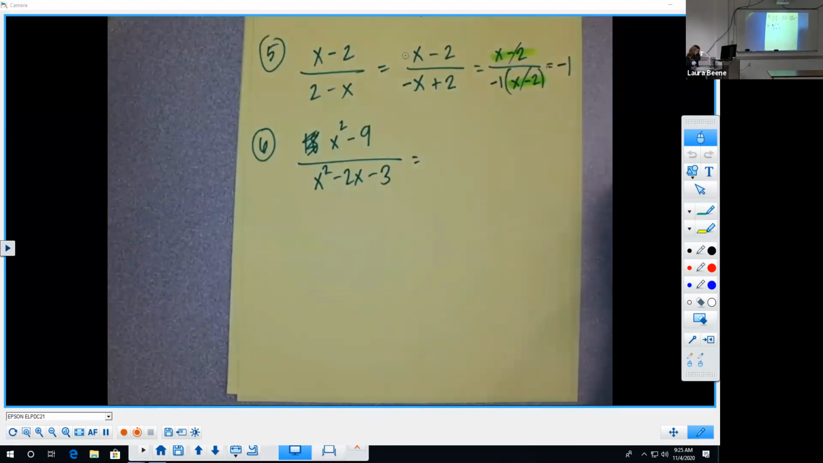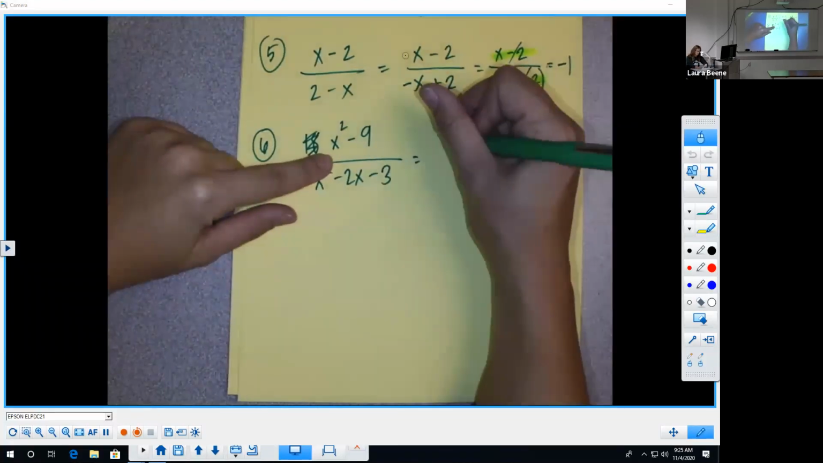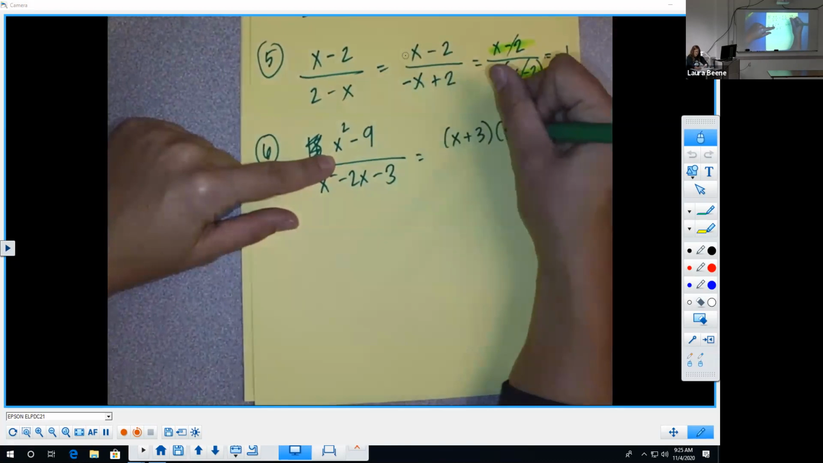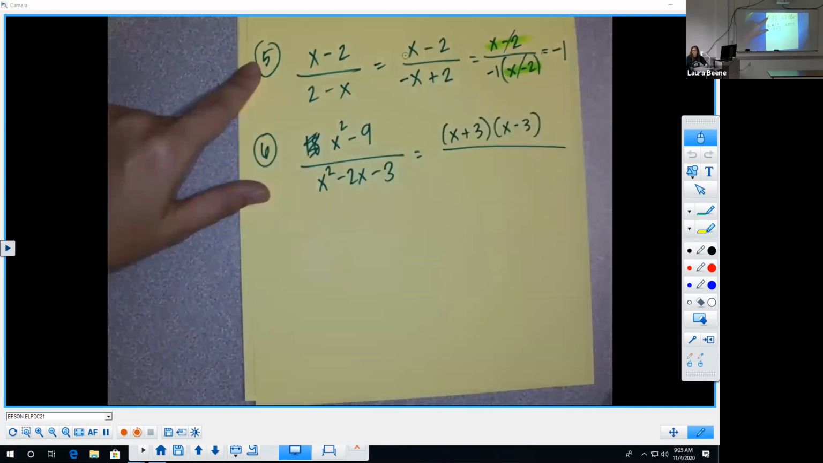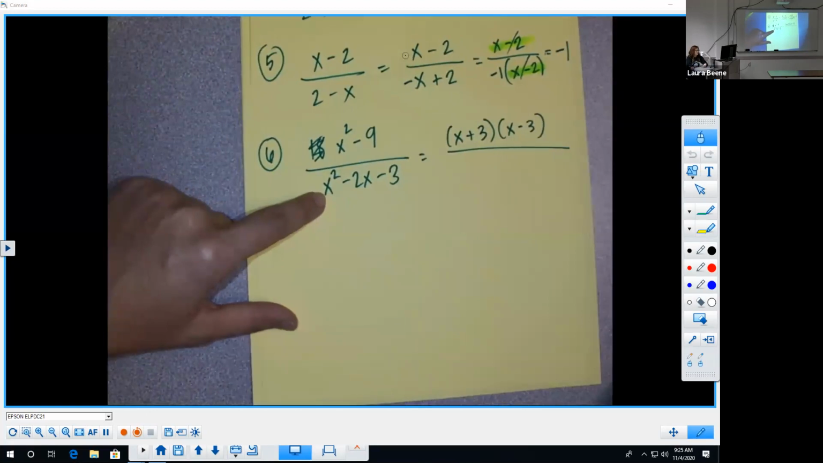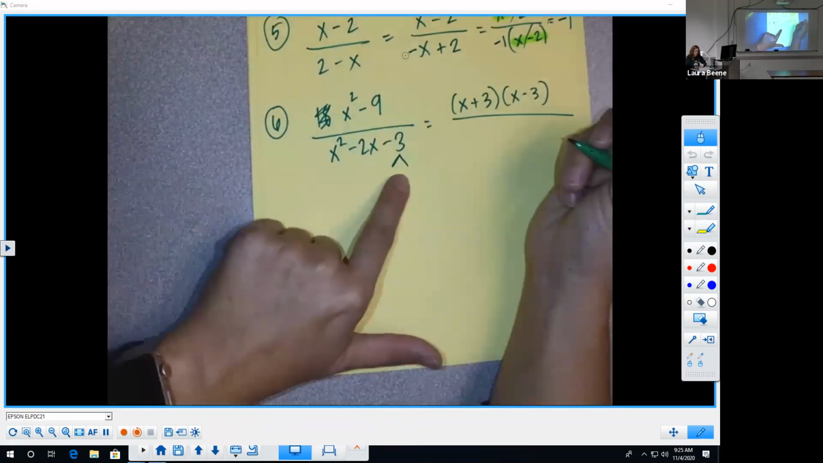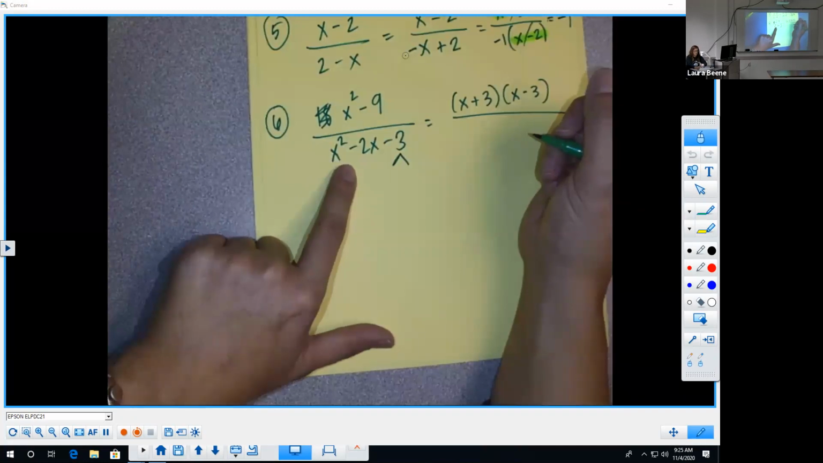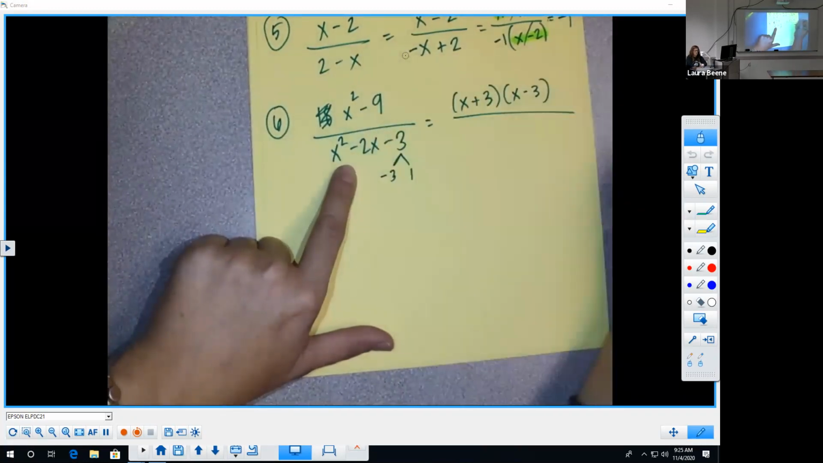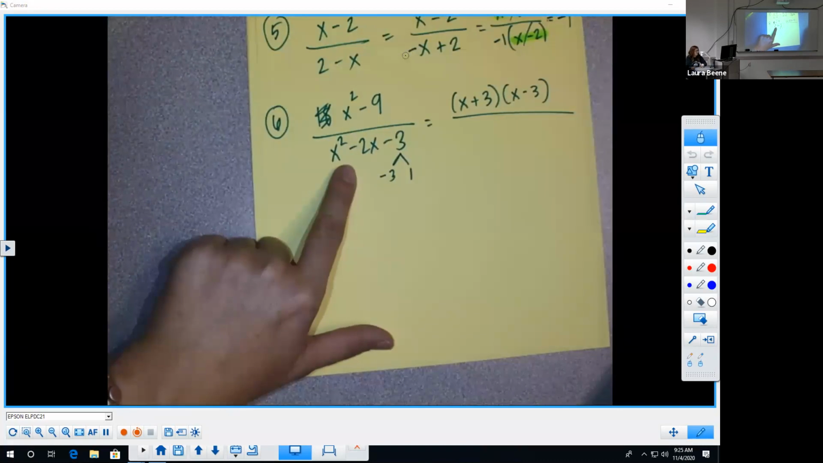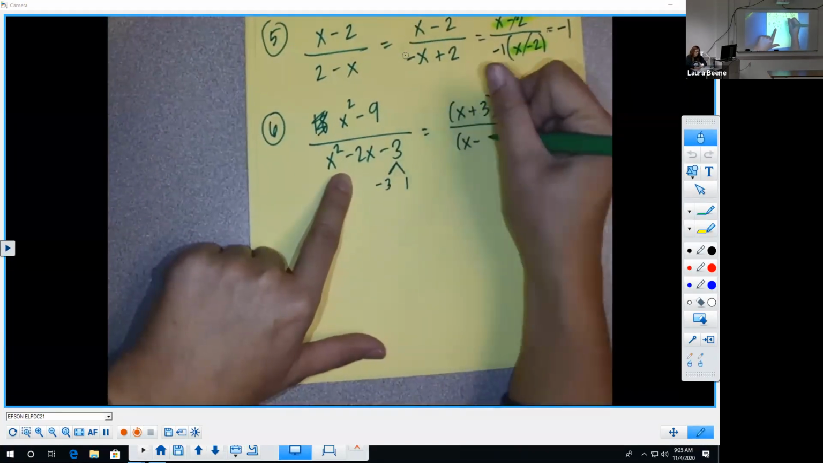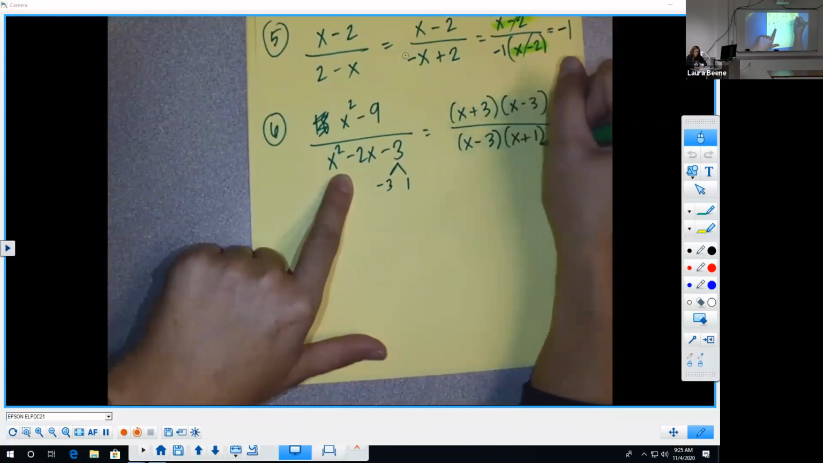On top, x squared minus 9, how does that factor? The difference of 2 squares, x plus 3, x minus 3. On bottom, x squared minus 2x minus 3. We use AC method for that. Is it a shortcut problem? Yes. So I'm just figuring out what two things multiply to get negative 3 and add to get negative 2. -3 and +1 are what add to get -2. So this is x minus 3, x plus 1.